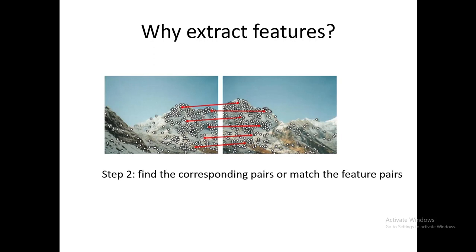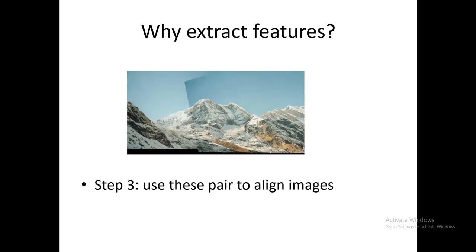Then that tells us how we need to transform one image to the next, and we use these pairs to align images. If we do this for this particular example, we get something that looks like this. We get the pairs, use them to align the images, and finally we get the stitched image, or the panorama image. So to do this detection, matching and alignment, there are a couple of things that we have to worry about.